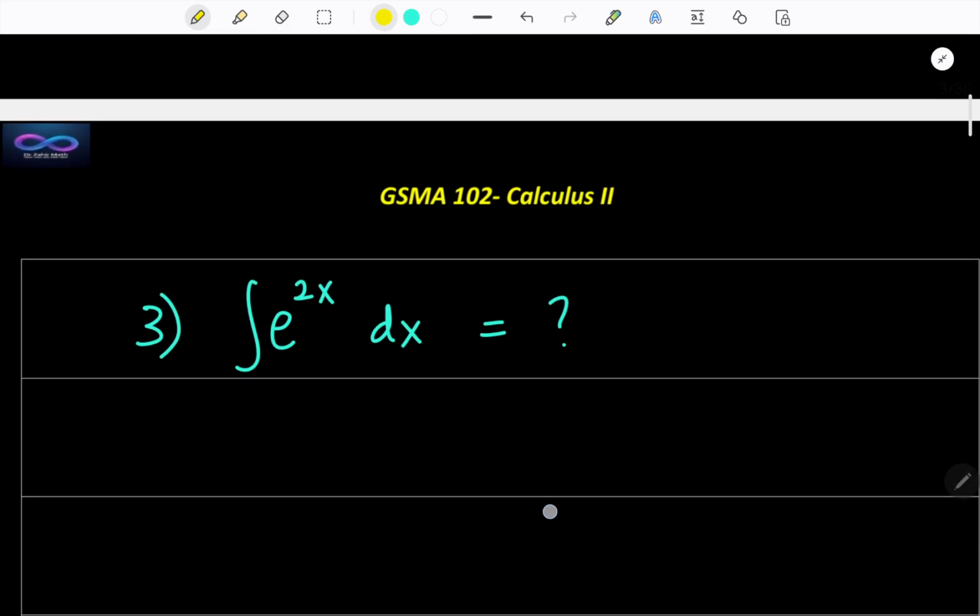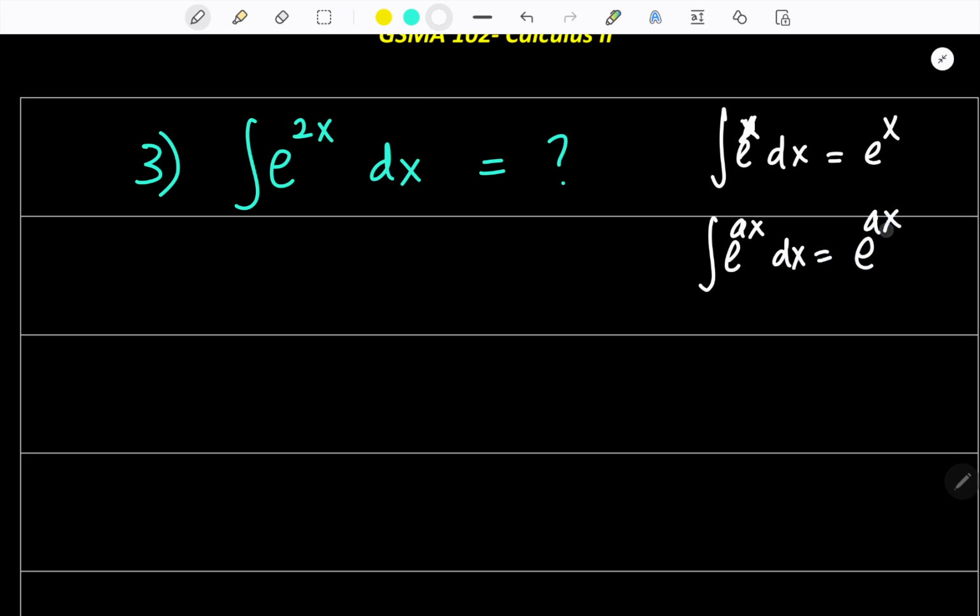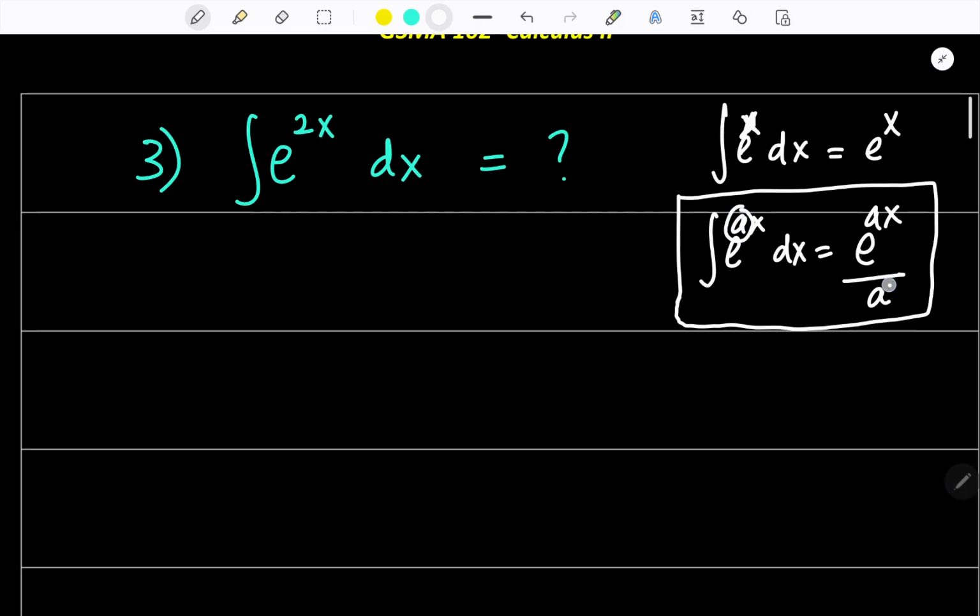Let's do the next question. e power 2x dx. Let's recollect the formula. Integral e power x dx is e power x. Or in general, remember, integral e power ax dx equals e power ax divided by a. This is the formula you keep in your mind. Of course, plus integrating constant c is there, but I'm not writing it here; in the final answer, write it. What do you mean by a? a is a number. Keep it in your mind.